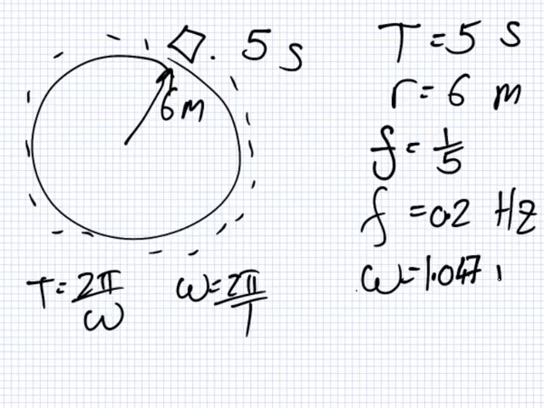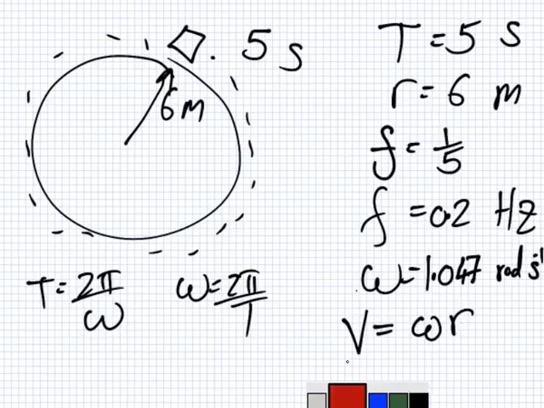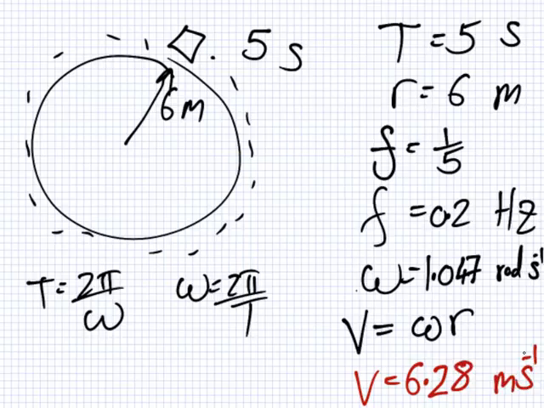1.047 radians per second. And then finally, V equals omega R, so the answer now will be V equals, multiply this by 0.5 meters. I got 6.28 meters per second.